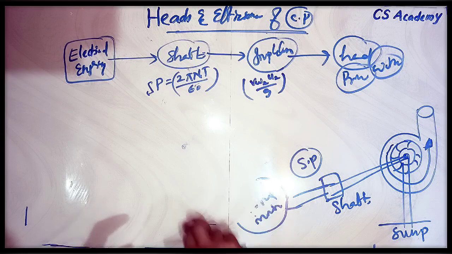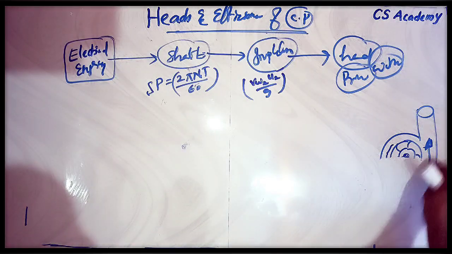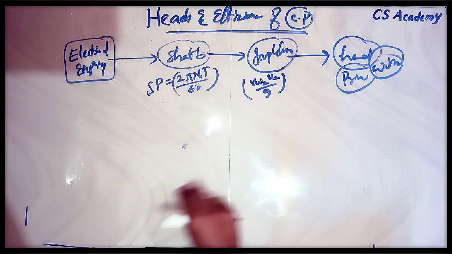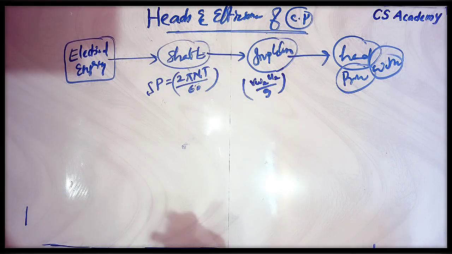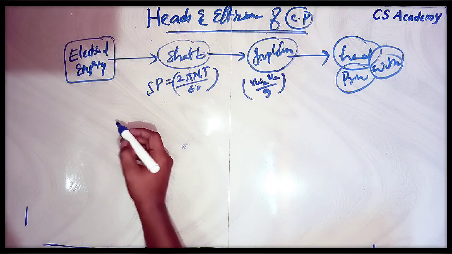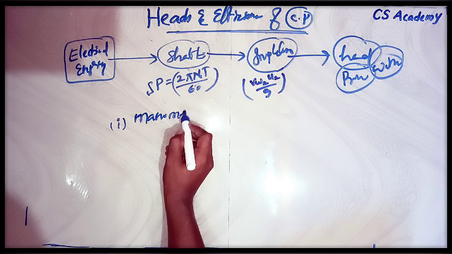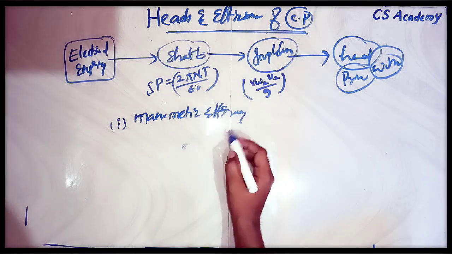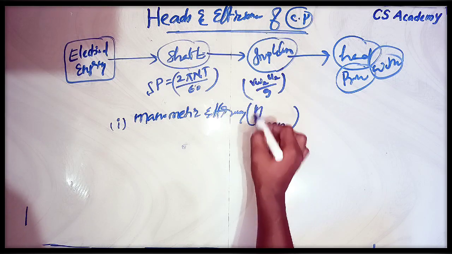Now we will do the efficiency of the centrifugal pumps. If you see the efficiency of the centrifugal pump, there are three types of efficiencies. First one is the manometric efficiency, second one is the mechanical efficiency, and third one is the overall efficiency. These are the three types of efficiency present in the centrifugal pump. First we will see the manometric efficiency. We will denote this as efficiency man.